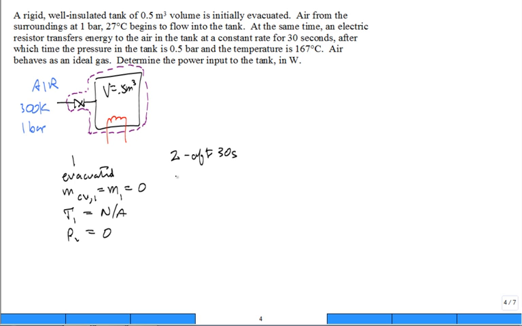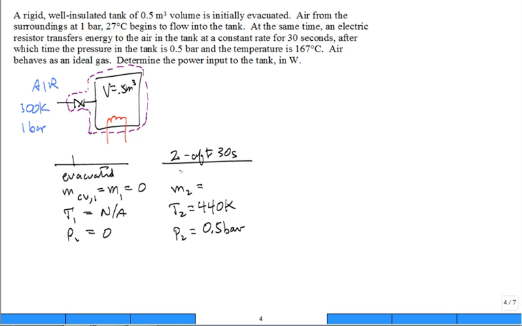It has some mass in the tank. They didn't tell me the mass, but they told me the temperature T2 is 167 degrees Celsius, which is 440 Kelvin, and the pressure P2 is half a bar. Okay, so I try to organize my information. Initial state, final state: it's evacuated, it has some mass in it, etc.